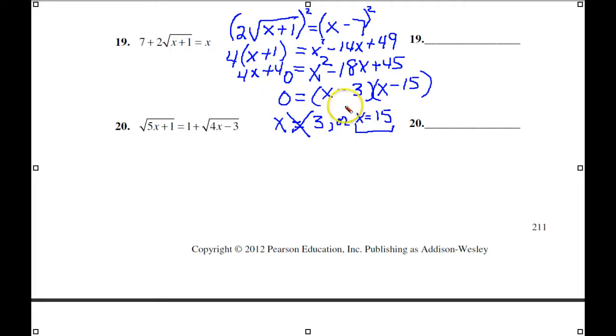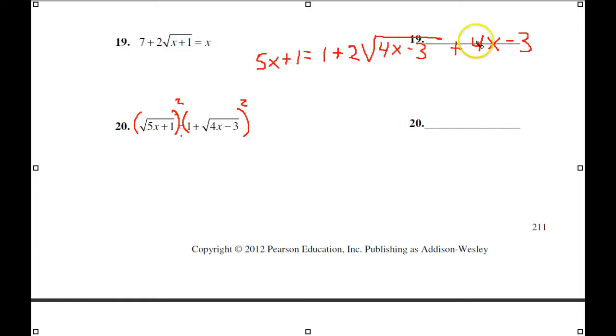So if you had 5 points, I may take off a half. But I would give you full credit. But again, in MathLab, you have to put this one. So if you get something like this when you're doing your practice, check to see which one works in the original equation.